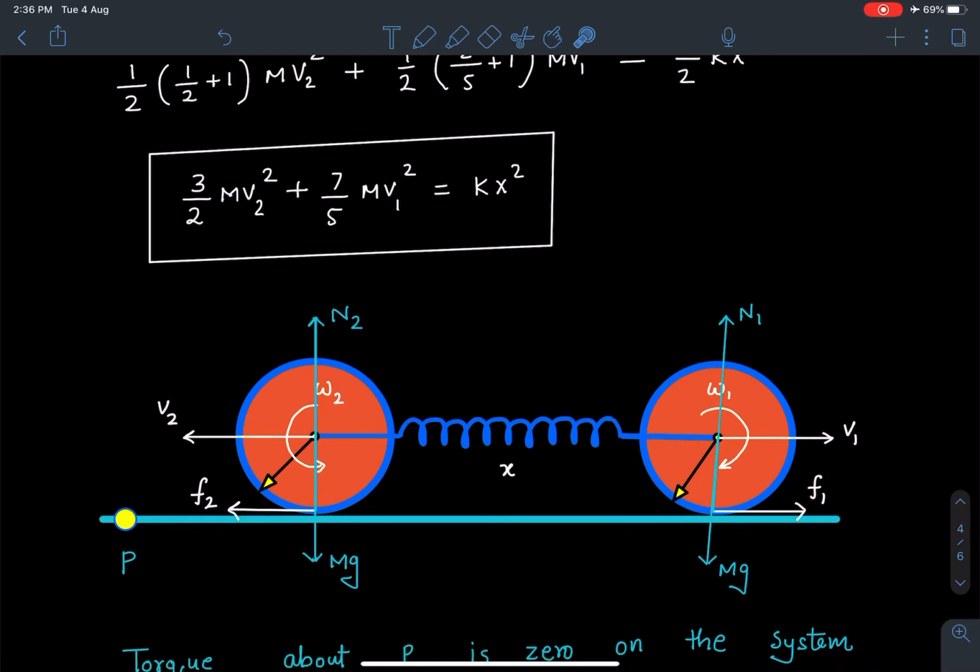So that is what I have written here. Torque about P is 0 on the system, so angular momentum is conserved. When I write this, mr cross VCM for the disk is going to give you mv2r, and its direction is going to be in plus k cap. Similarly, ICM omega, so mr square by 2 omega 2, and its direction is in plus k cap. You can use the right hand rule in order to find the direction of it.